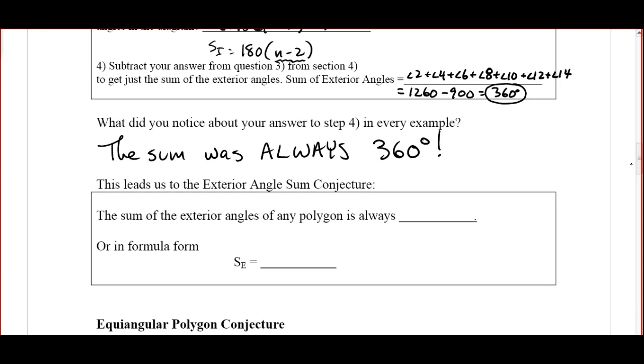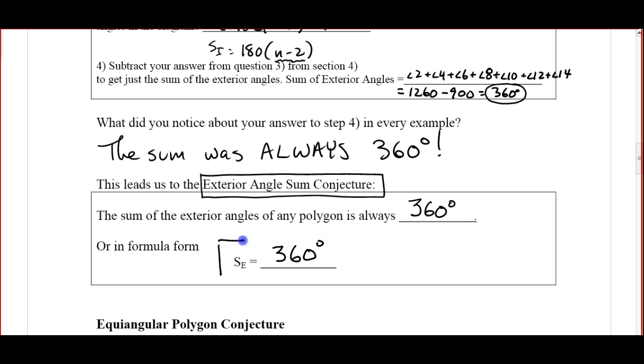So this leads us to our exterior angle sum conjecture. Alright, so the sum of the exterior angles of any polygon is always 360 degrees. And if we just want to write this in formula form, we would say S sub E, for the sum of the exterior angles, is 360.